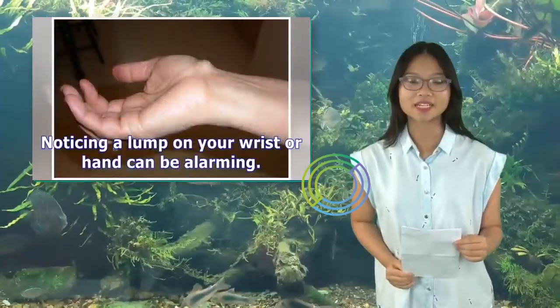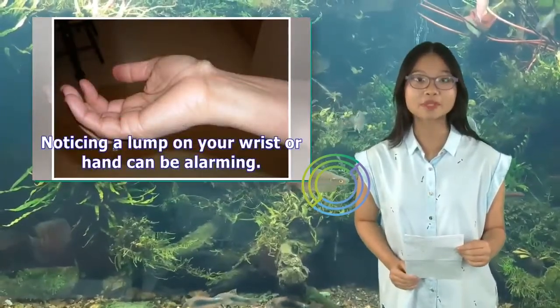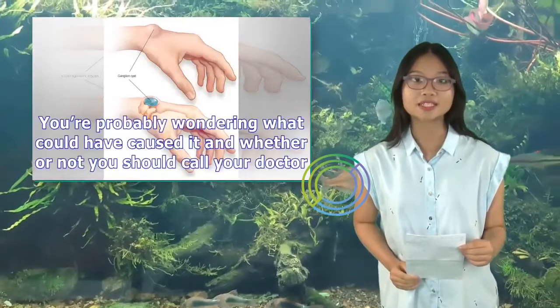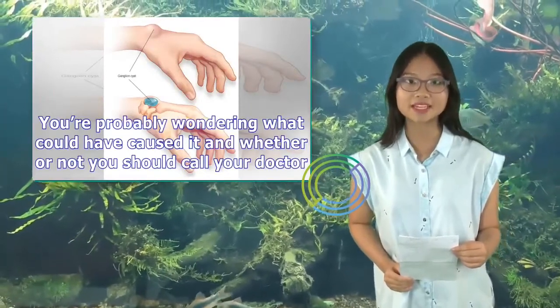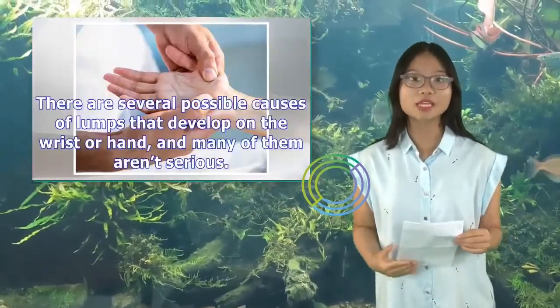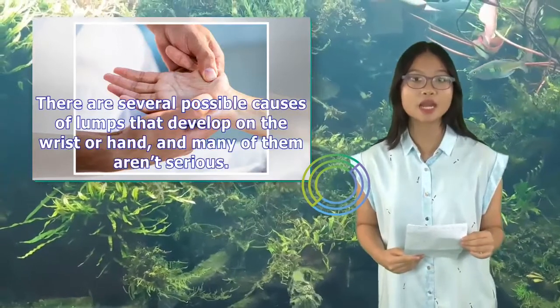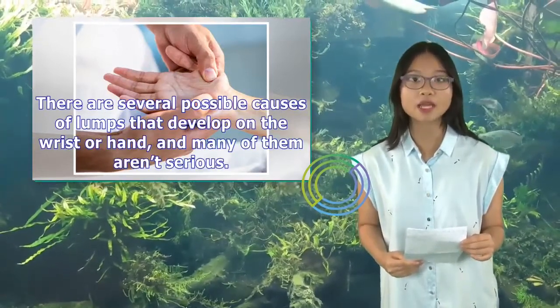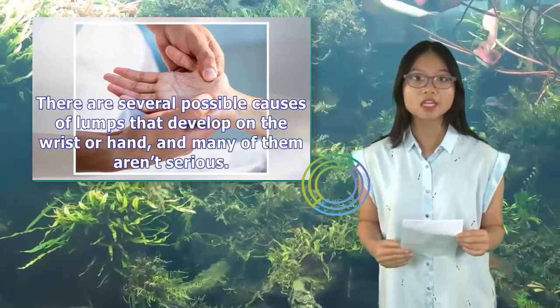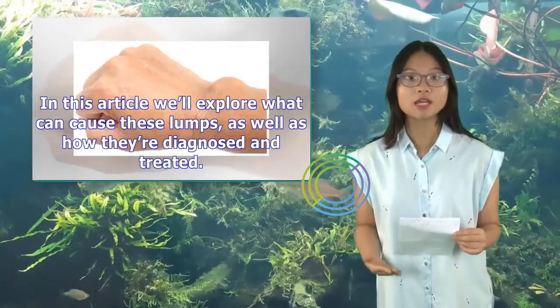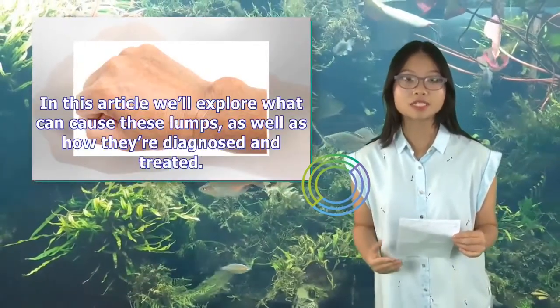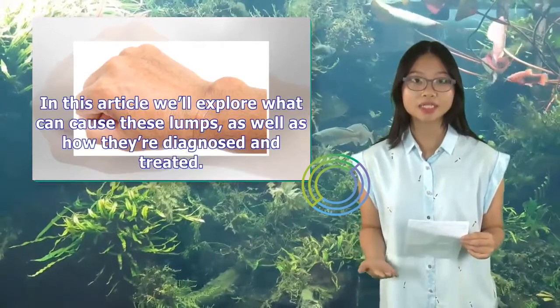Noticing a lump on your wrist or hand can be alarming. You're probably wondering what could have caused it and whether or not you should call your doctor. There are several possible causes of lumps that develop on the wrist or hand, and many of them aren't serious. In this article we'll explore what can cause these lumps, as well as how they're diagnosed and treated.